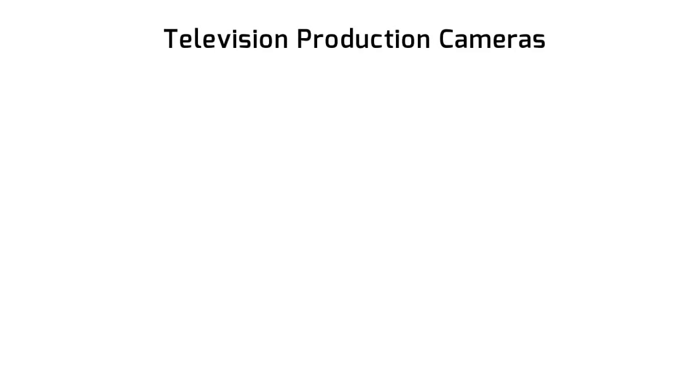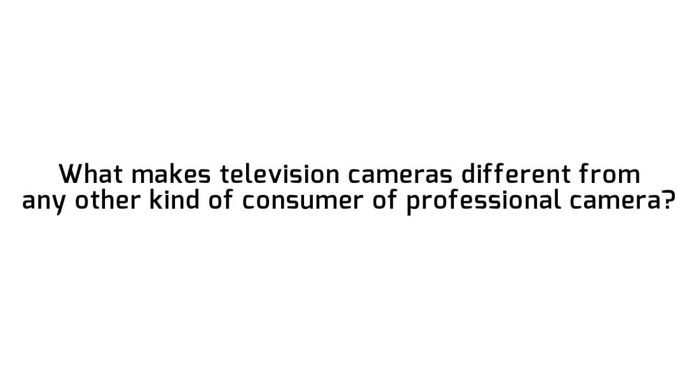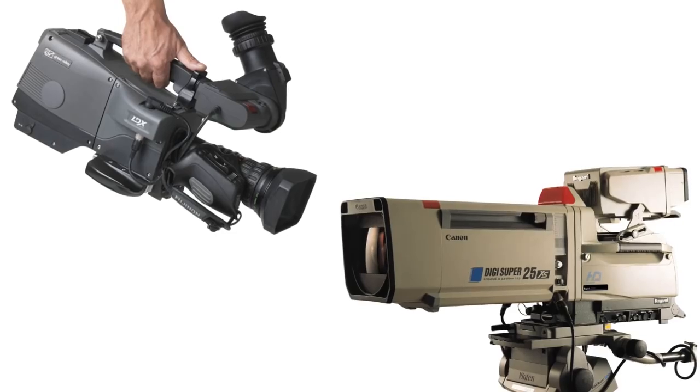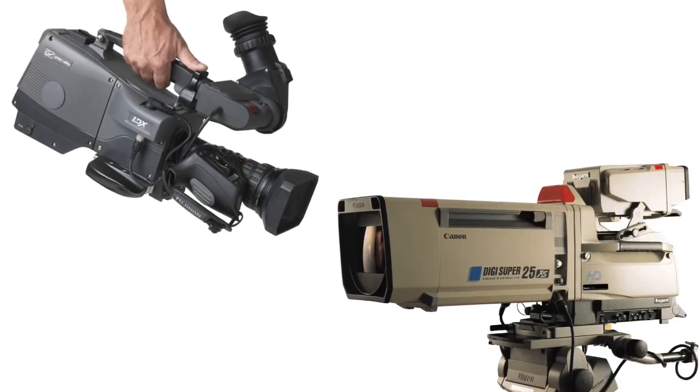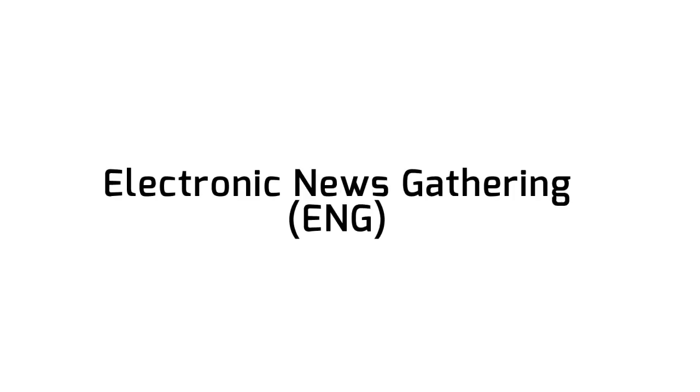This video will be focusing on the types of cameras used in television productions, looking at how and why they've been designed in a certain way, how they operate, and the part they play in the overall production workflow. So what makes a television camera different from any other kind of consumer or professional camera? Well, the difference becomes a lot clearer when you understand the nature of television productions, although cameras used for television differ greatly just among themselves. Which equipment is used and how it's set up depends on the type of work. For television, the most common forms are field, studio, electronic field production, and electronic news gathering.